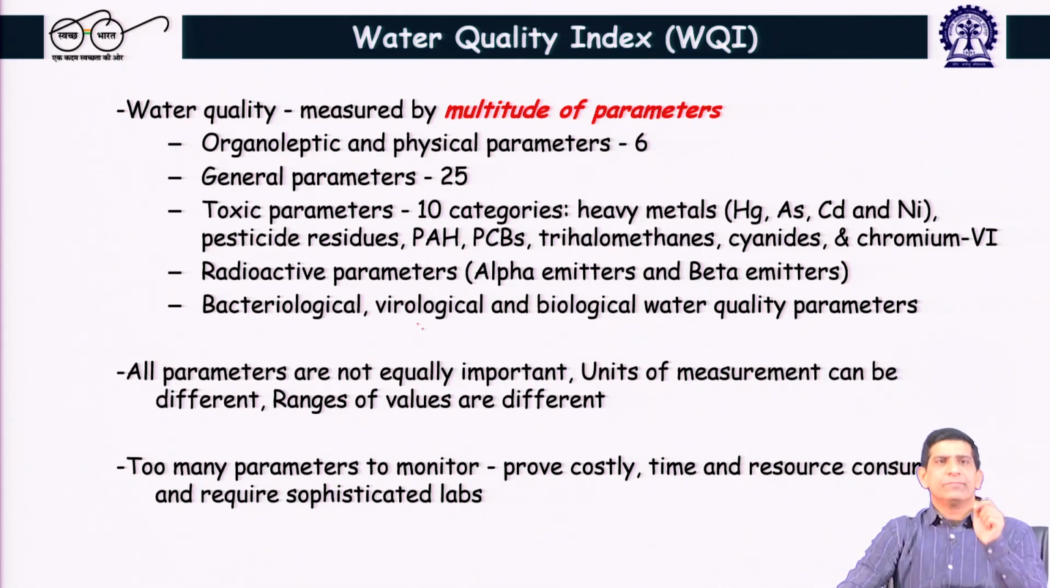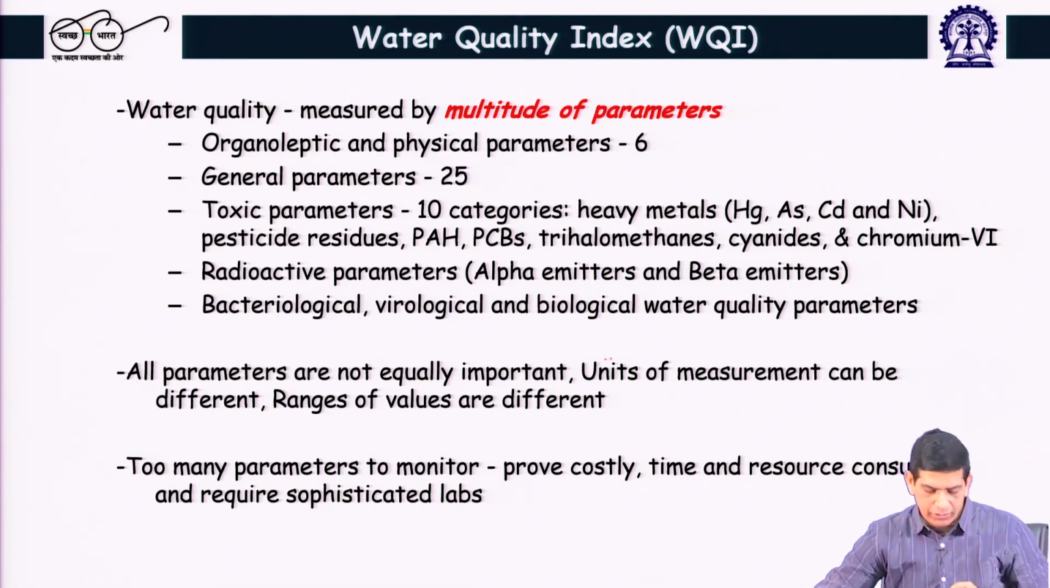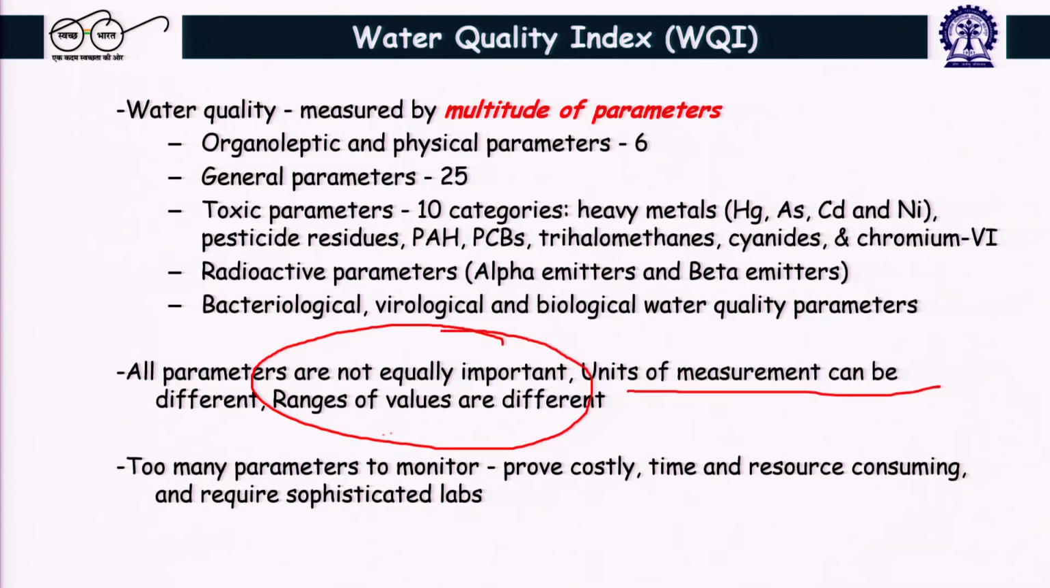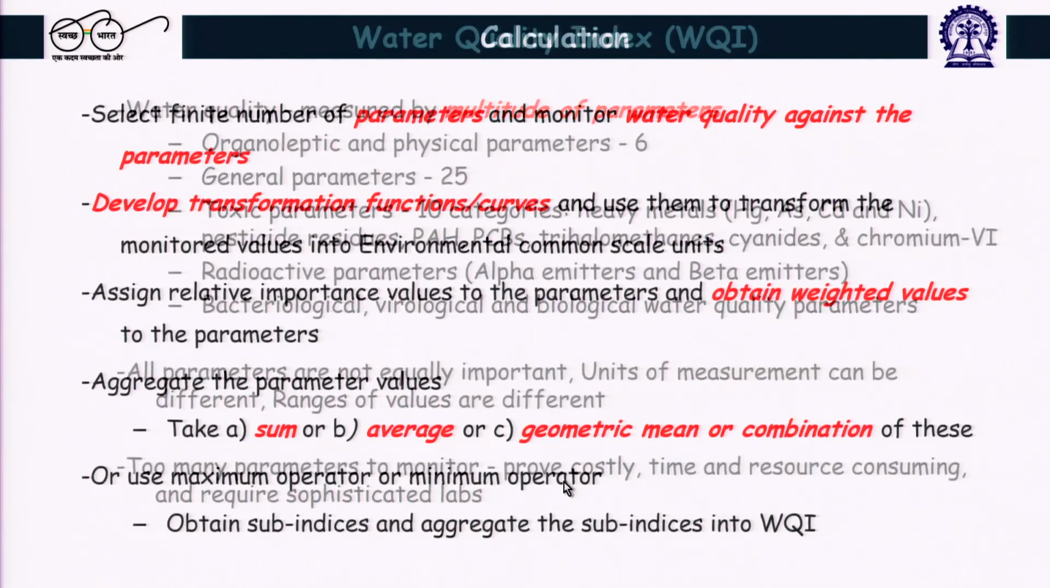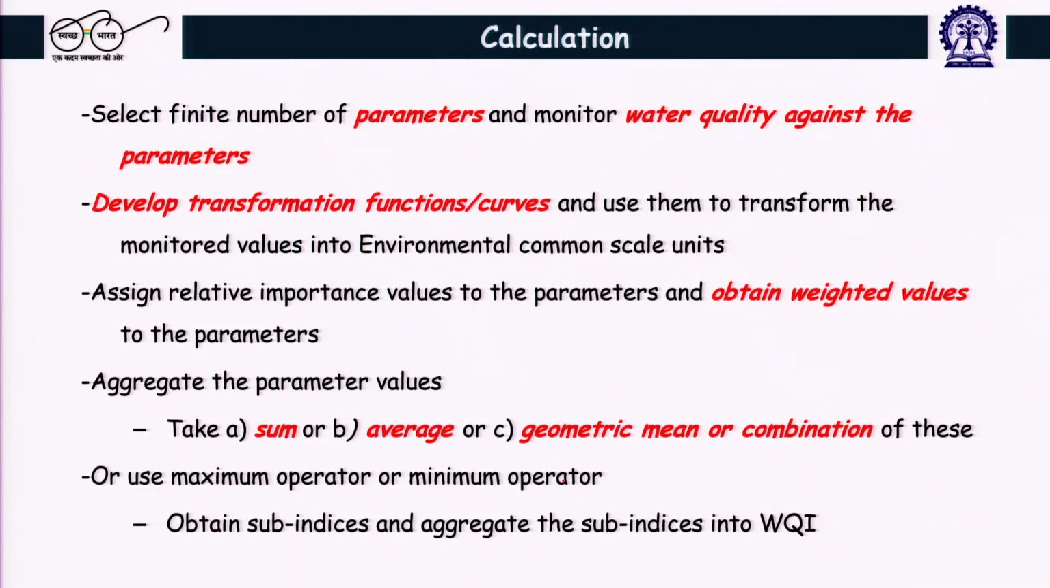So there are a variety of parameters out there, but all these parameters are not equally important. Some parameters are more important than others. The units of measurement can be different, and ranges of values are also different. We have too many parameters to monitor, so it proves costly, time consuming and requires a sophisticated lab. So we try to bring it down to select a finite set of parameters and monitor water quality against these parameters.